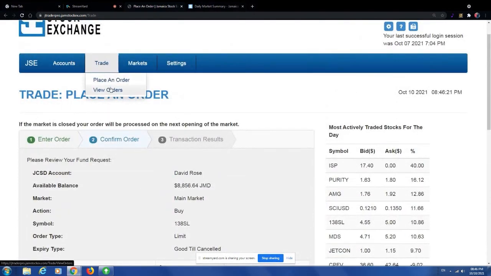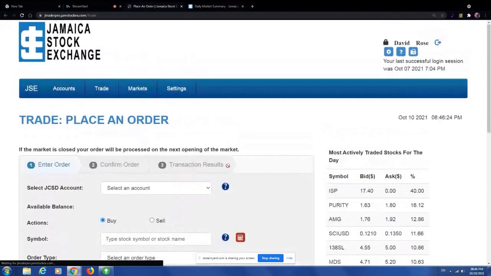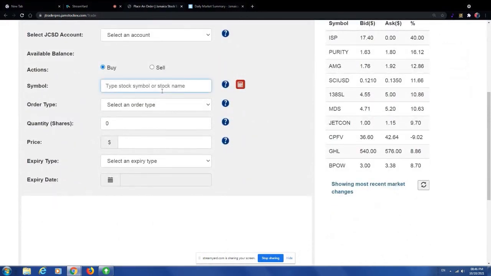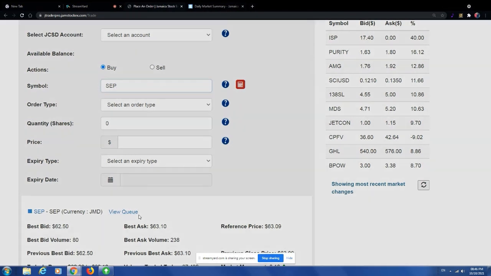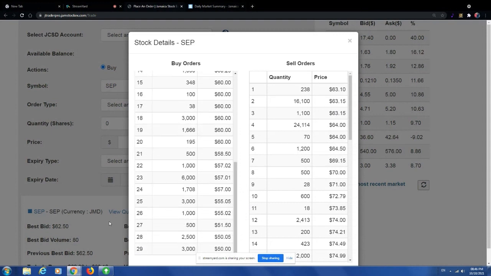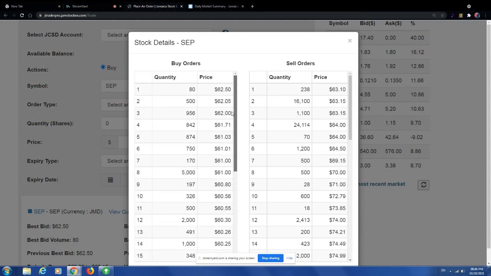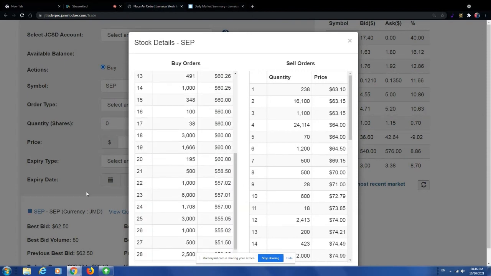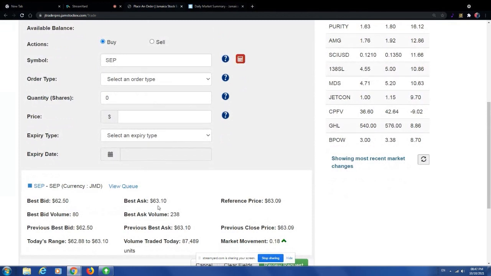So let me try and put in an order for tomorrow, just to test an idea. What can I put an order in for tomorrow? How about Seprod? Right, let us see. Interesting. All right, so we see the queue right here. This is the strongest bid, but these volumes are pretty strong for the sell side. So let's look down. All right. So the reference price right here, guys.